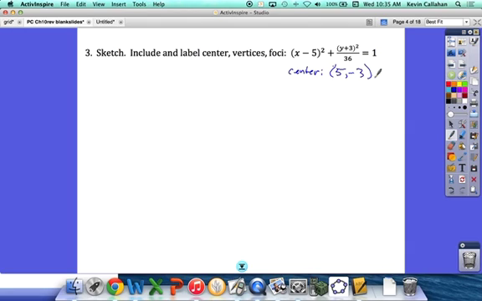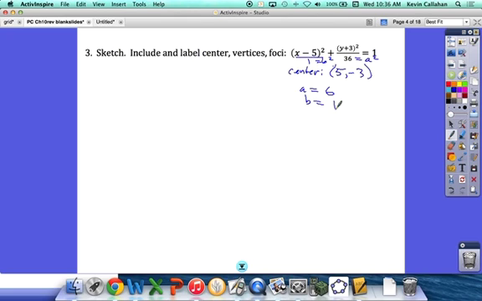Is it opening up vertically or horizontally? How do you tell? How do you know? The biggest denominator represents a squared, right? And in this case, the bigger denominator is there. This has got a denominator of 1. So this is telling us that a squared is 36, so a equals 6. b squared equals 1, so b equals 1. So we can sketch most of this with just that information, and then we need to add the foci.